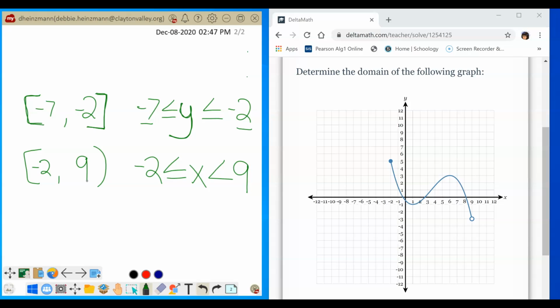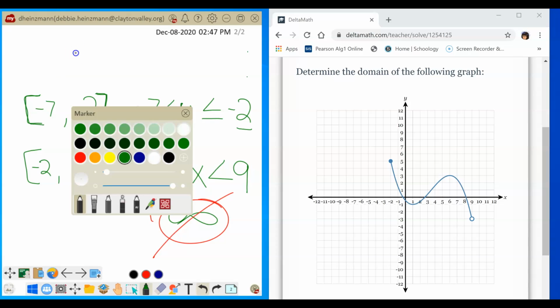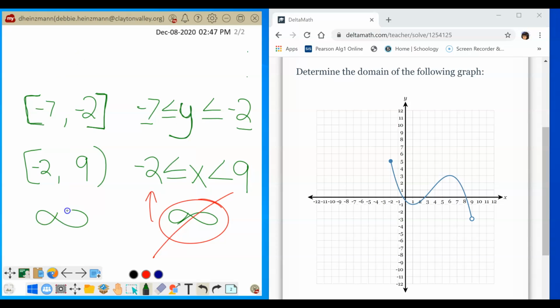And just to let you know, a couple of things extra. The infinity sign is never used in inequality notation. An infinity sign is only used for interval notation. Okay? So if you're going to use the infinity sign or negative infinity sign, it is only used in interval notation.